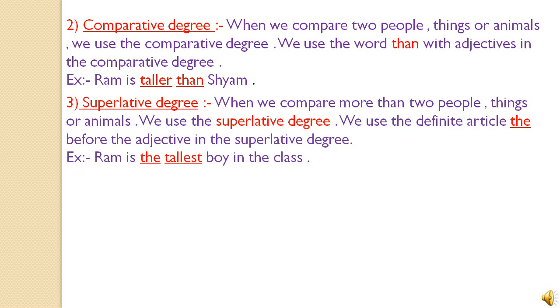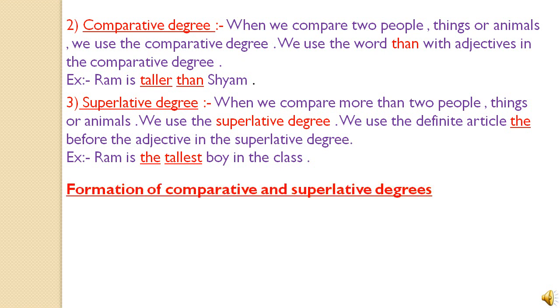In the superlative degree, when we compare more than two people, things or animals, we use the superlative degree. We use the definite article the before the adjective in the superlative degree. For example, Ram is the tallest boy in the class. So, you can recognize by the article before the adjective tallest that this sentence is related to the superlative degree. Now we will see the formation of comparative and superlative degrees.